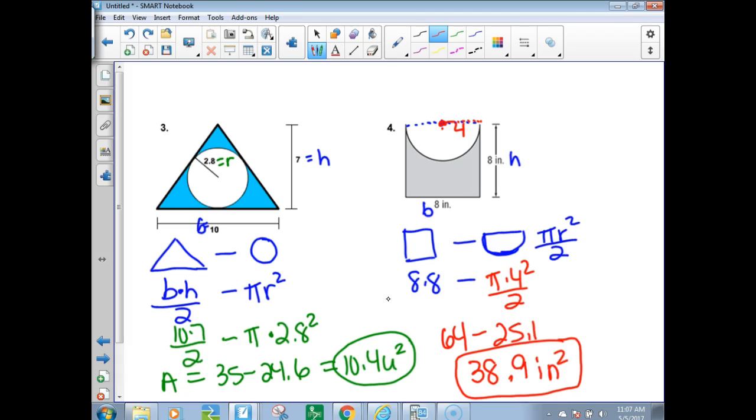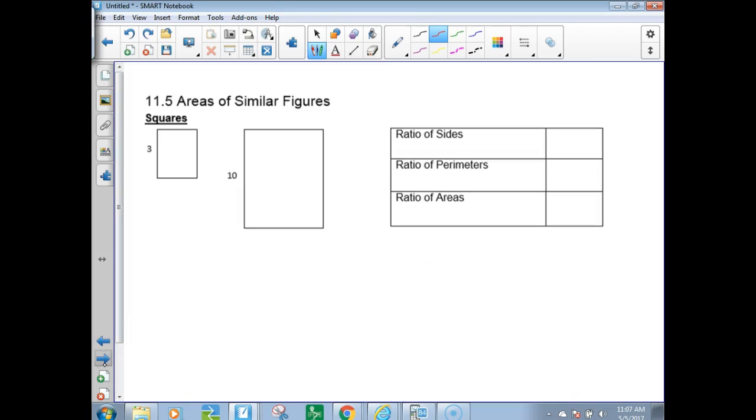Okay? We are going to go on to the 10.5 ISN today. Why? It's the next page. Well, get ready. You can do it. Now, I apologize. These really don't look like squares, do they? They look more like rectangles. But if they're squares, the ratio of their sides would be 3 to 10.